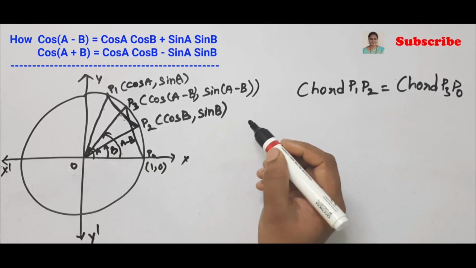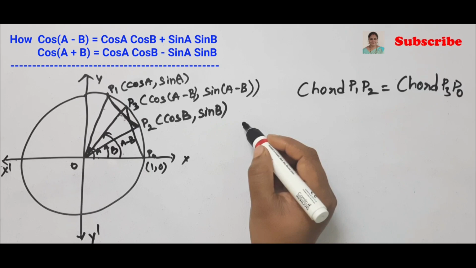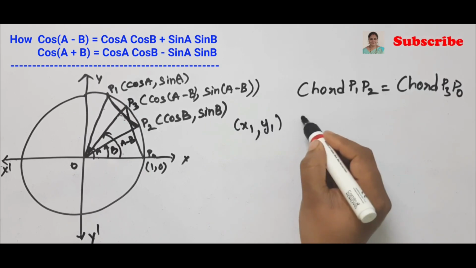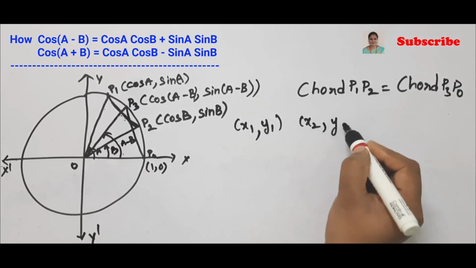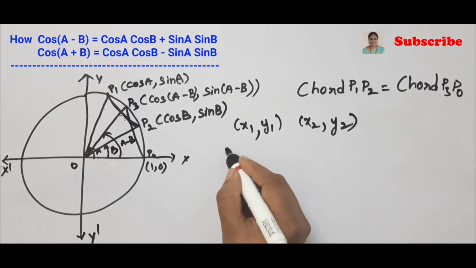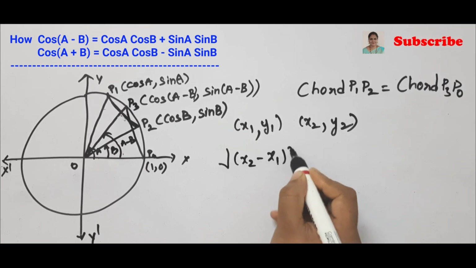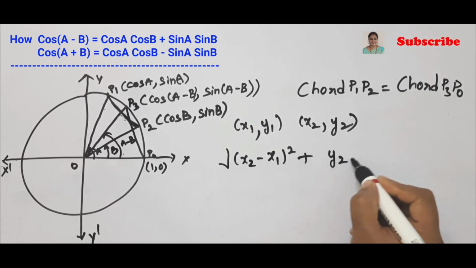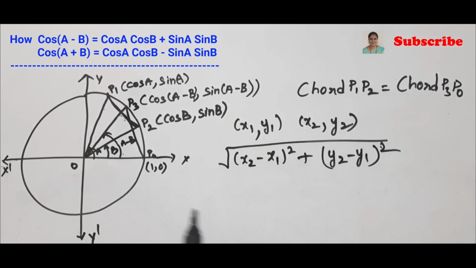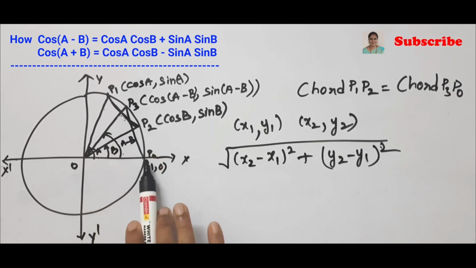So, the distance formula. We know that if you want to find the distance between 2 points, that is, if x1, y1 and x2, y2 are 2 points, then the distance formula is nothing but square root of x2 minus x1 whole square plus y2 minus y1 whole square. Using this formula, we are going to find the distance between P1 and P2, P3 and P0. Okay?